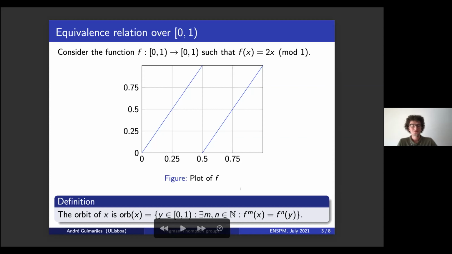But that's beside the point right now. We're going to call the orbit of x the set of y's in the unit interval, such that for some natural numbers m and n, when we apply f m times to x and n times to y, we get the same value.